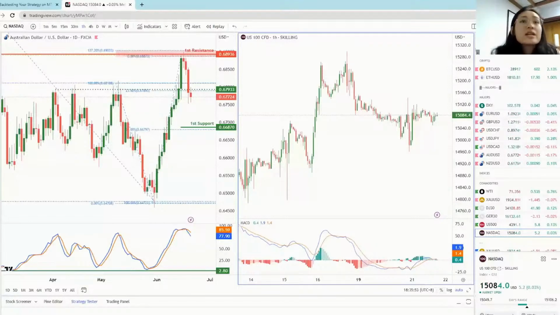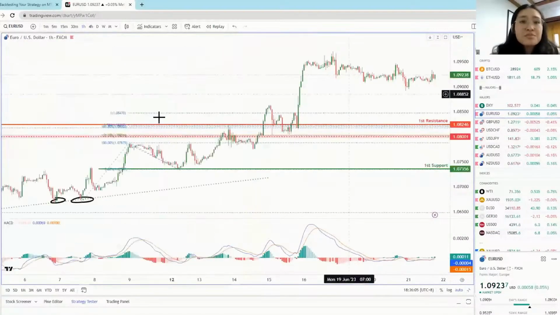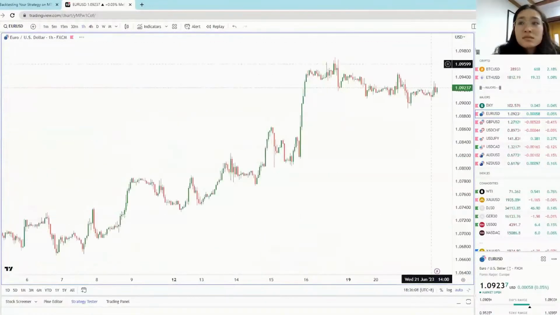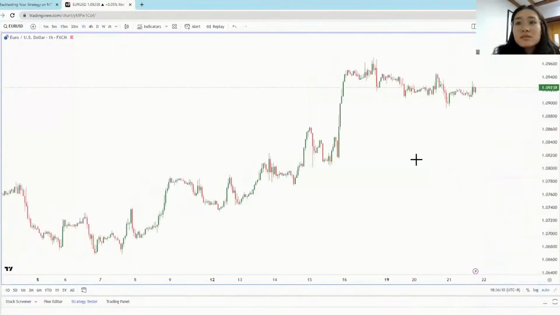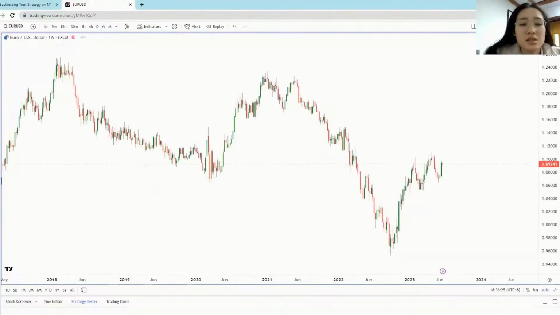So maybe let's go ahead and analyze one of the majors together first. Okay, let's go ahead and analyze the euro dollar together.